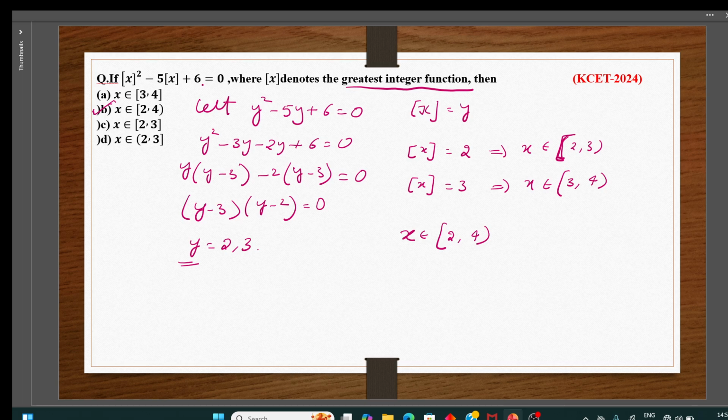Clear? So the given quadratic form is considered as y square minus 5y plus 6 equals 0. From this quadratic we have to find the roots. Here y is nothing but the greatest integer of x. So the greatest integer of x equals 2 means 2 is less than or equal to x, less than 3, so the greatest integer value is 2. And 3 is less than or equal to x, less than 4, means the greatest integer is 3. Clear? So the interval [2, 4) is the answer.